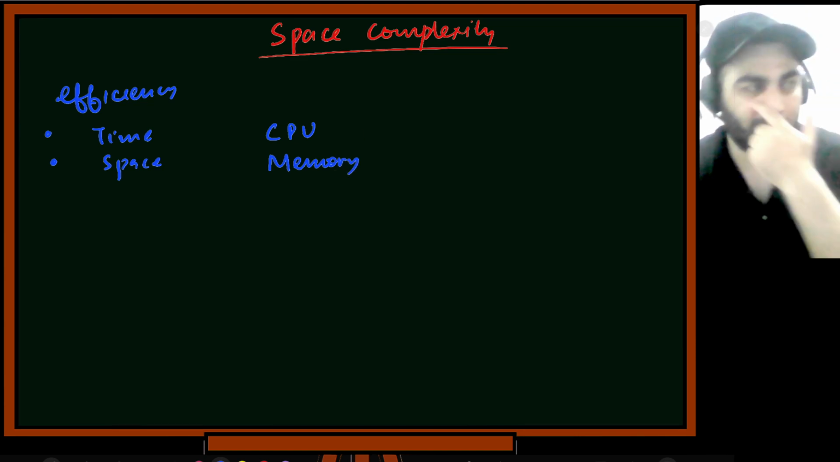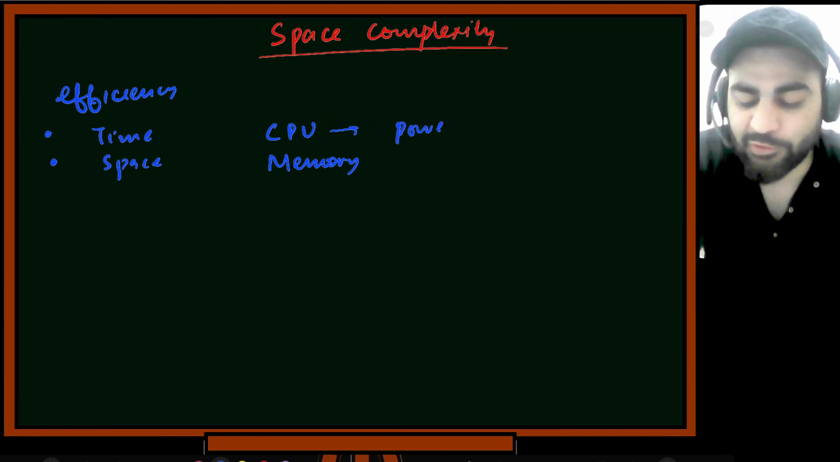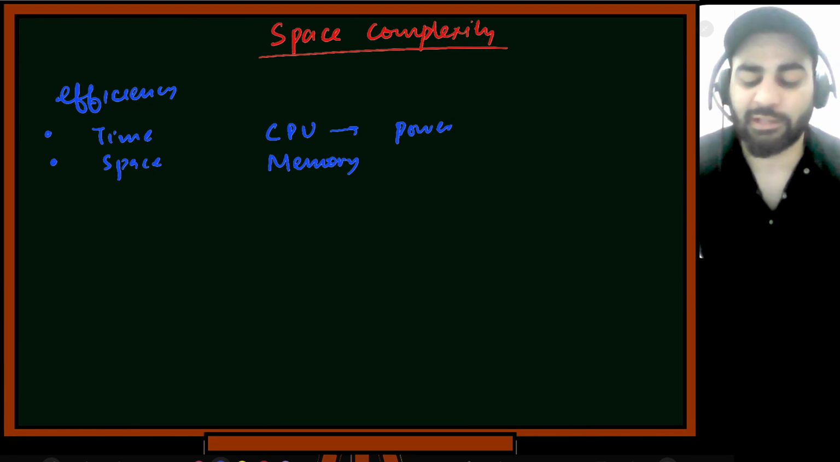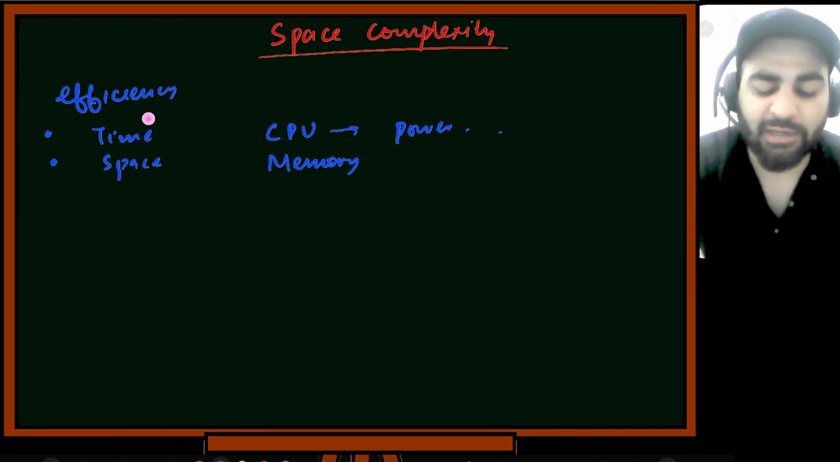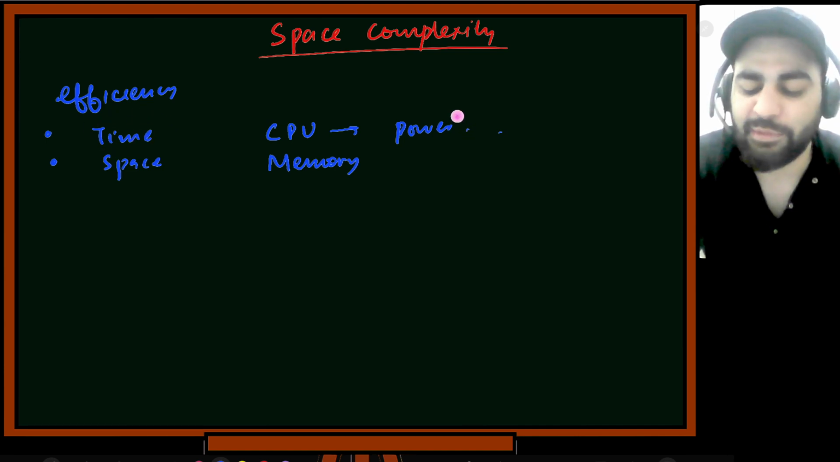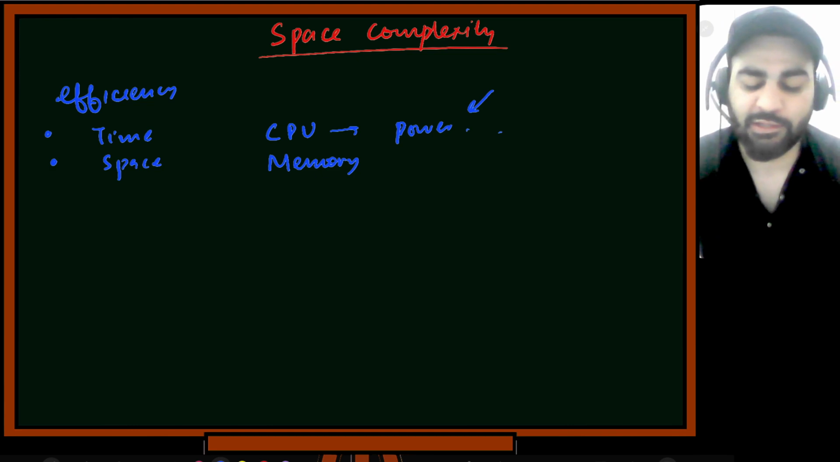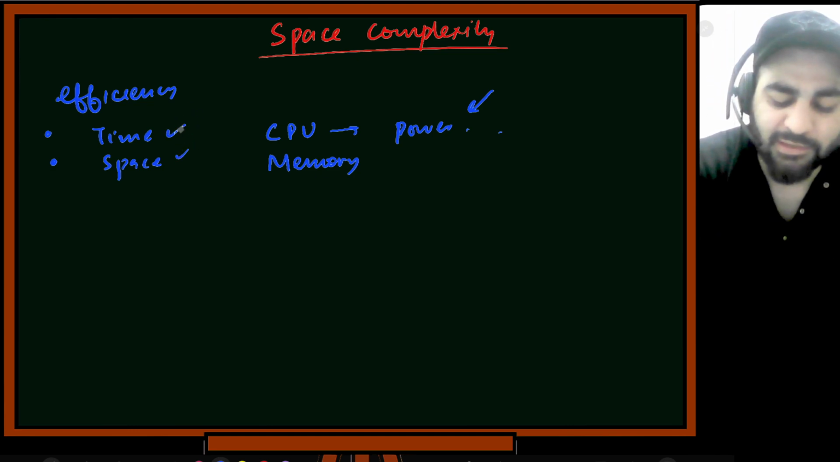If it uses a lot of CPU, it uses a lot of power. If it uses a lot of memory, it also uses a lot of power, and then the CPU won't be able to do a lot of other things. So there are a lot of repercussions. If an algorithm takes a lot of time, then it obviously takes a lot of power also, because by power I mean the electricity consumed. That's how you see efficiency, and that's why we only quantify these two things, time and space.